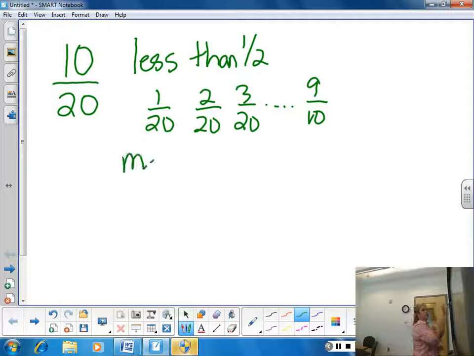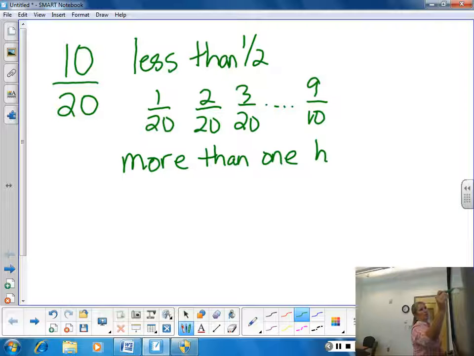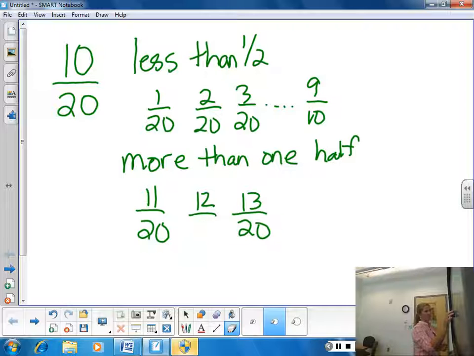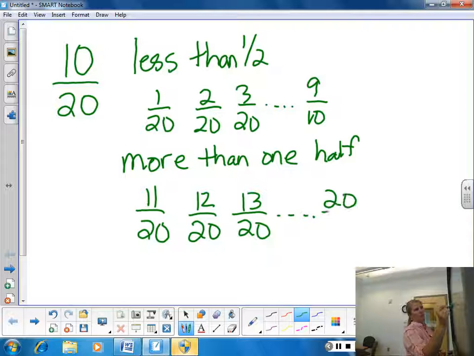Then the ones that would be more than 1/2 would be 11/20, 12/20, 13/20, and all the way up to 20/20. That's more than 1/2. So really you want to look at, what would be the midpoint? And then to decide whether it's more than 1/2 or less than 1/2, you would write your exactly 1/2 point and then see if your number is on the left or the right of that.